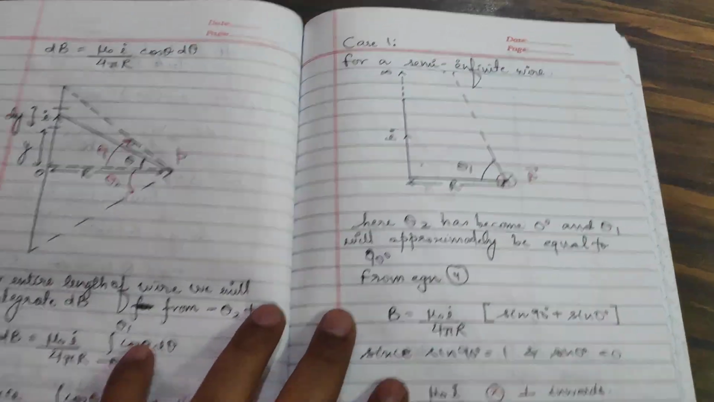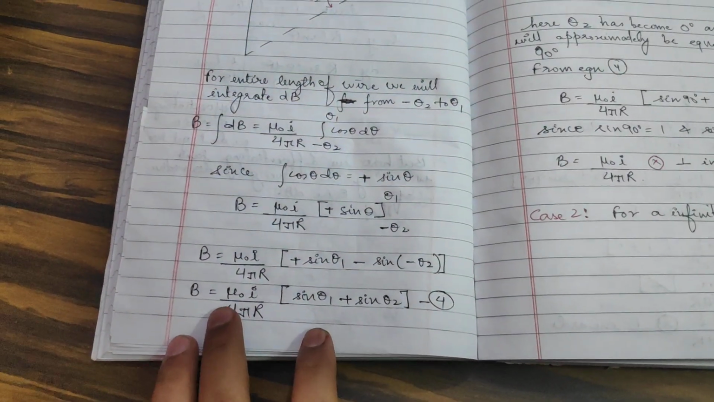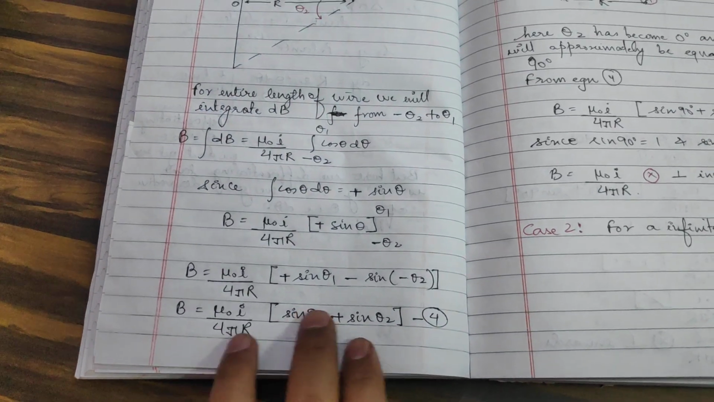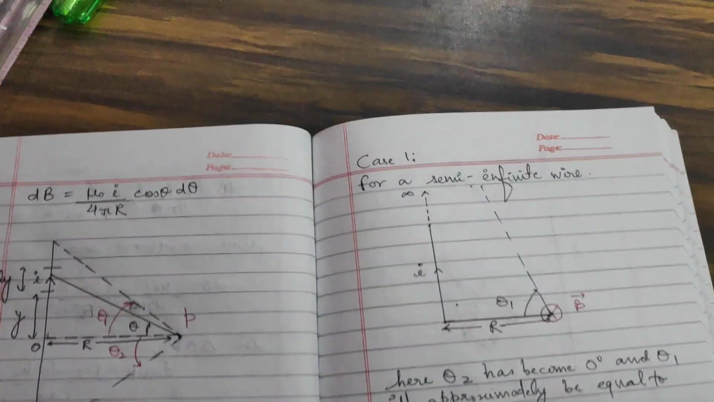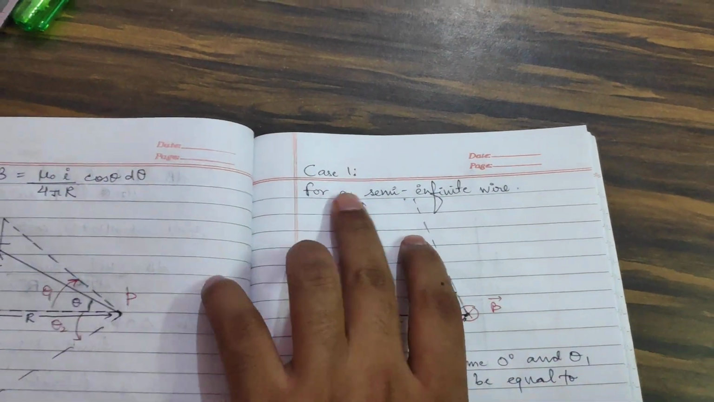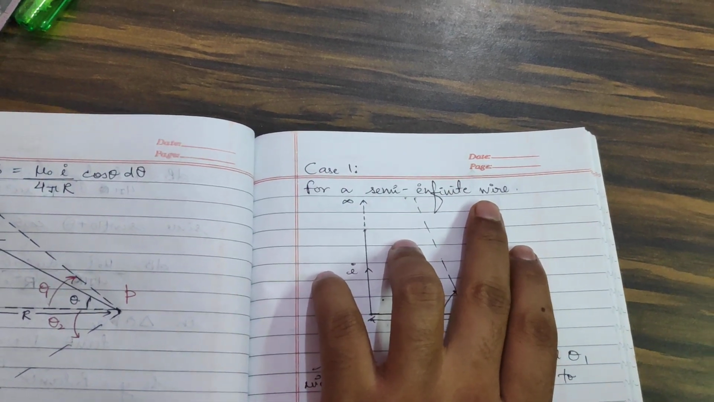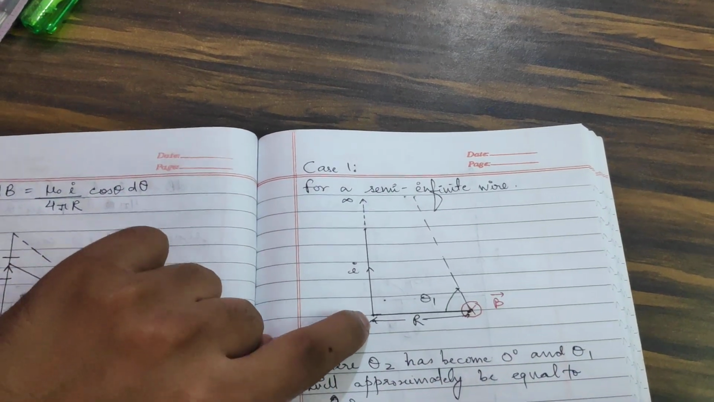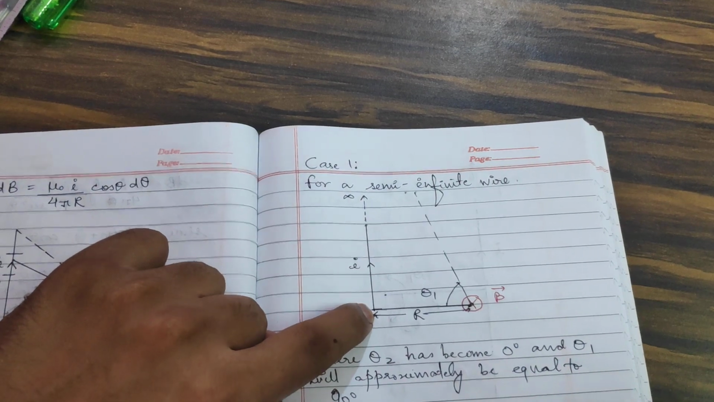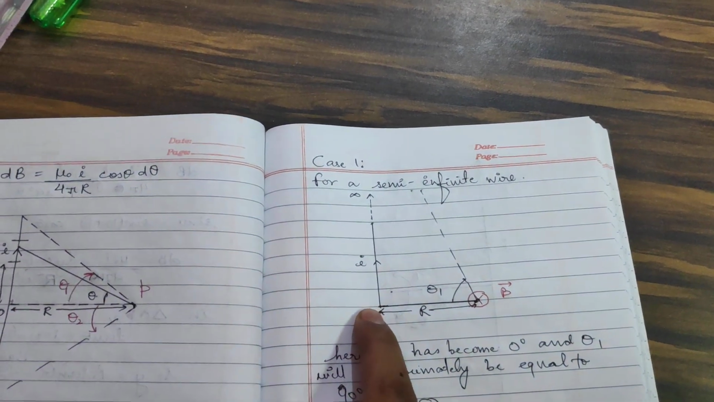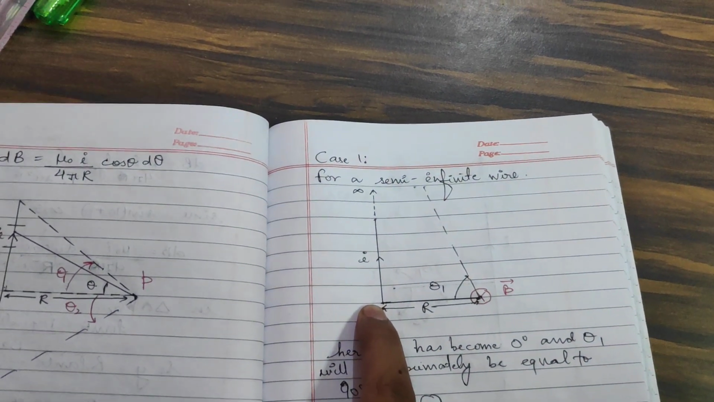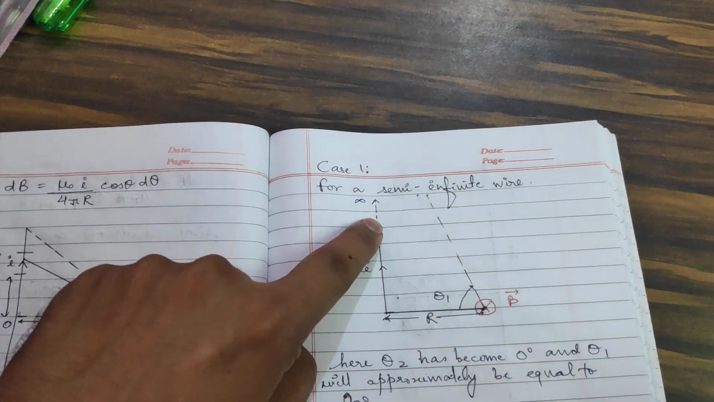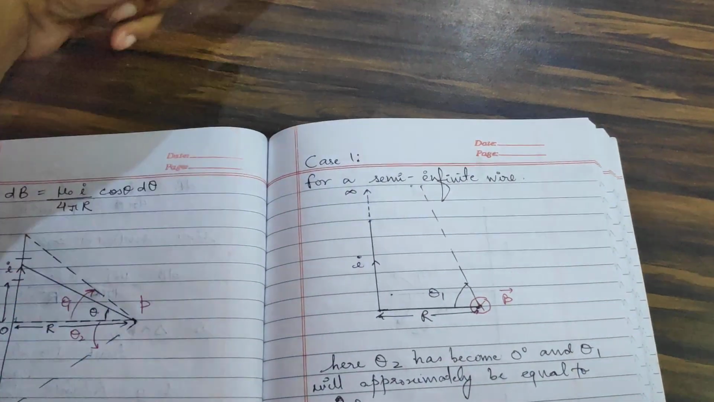Okay, children. So we had derived this formula B equals mu naught I upon 4 pi r times sine theta 1 plus sine theta 2. So now I'm going to take case 1, for a semi-infinite wire. For a semi-infinite wire, one end is finite. One end is ending over here, and this end is extending to infinity.